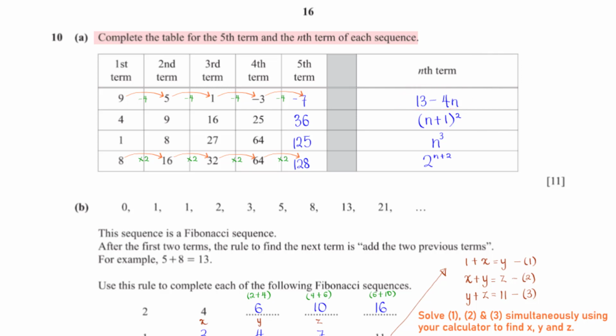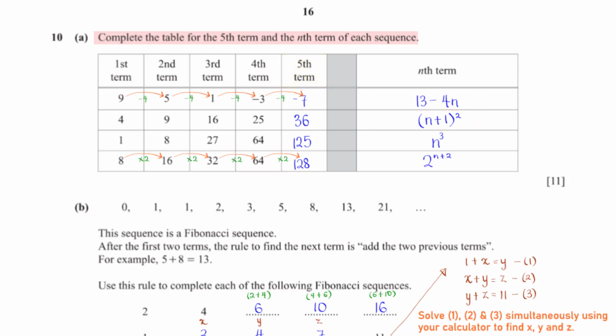For the second row, we have a quadratic sequence, and we can choose to use the formula process for quadratic sequences to find the nth term. Or we can shortcut this process by observing that when we add 1 to n equals 1 and square it, we get 4. When we add 1 to n equals 2 and square it, we get 9. And so for the 5th term, when we add 1 to 5 and square it, we get 36. The nth term will be n plus 1 squared.